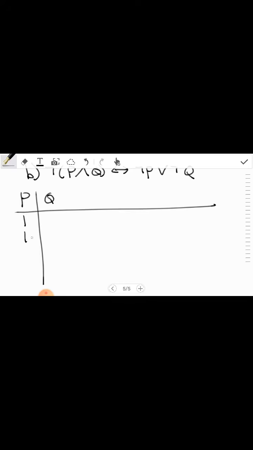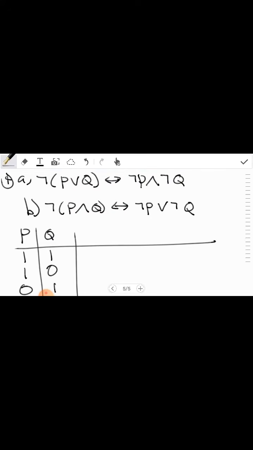So 1, 1, 0, 0, 1, 0, 1, 0. Let's look at letter A. We need the negation of P or Q, and we also need not P and not Q. I hope it will be fine with you if we just do some sections mentally.